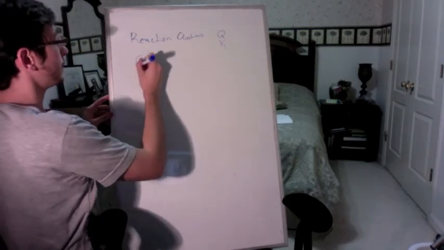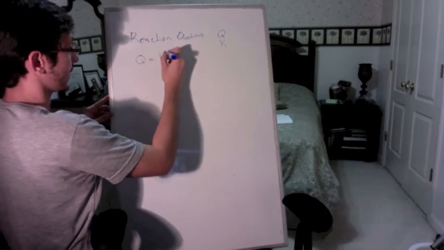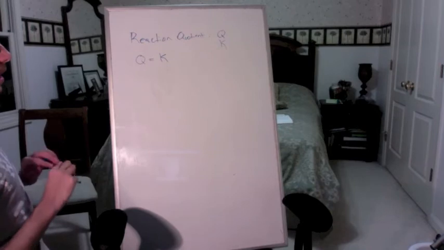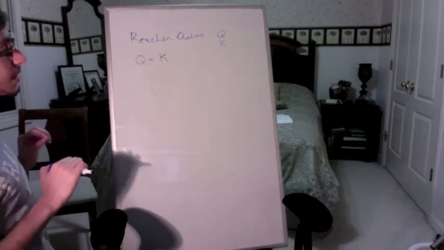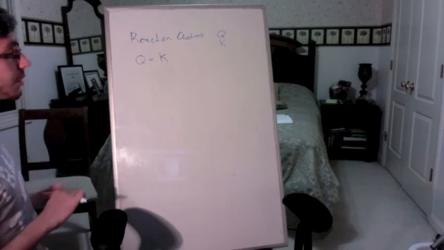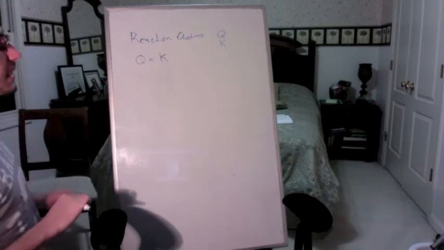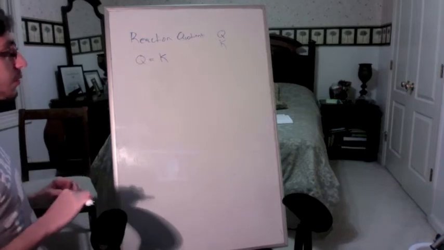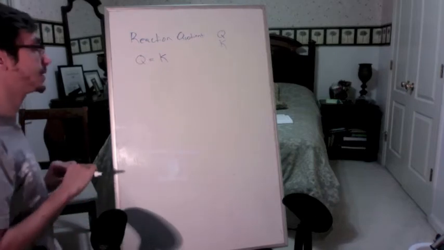So if Q equals K. Again, I want to reiterate, Q relates the initial concentrations of products to the initial concentration of reactants. K is the equilibrium concentration of products to the equilibrium concentration of reactants.